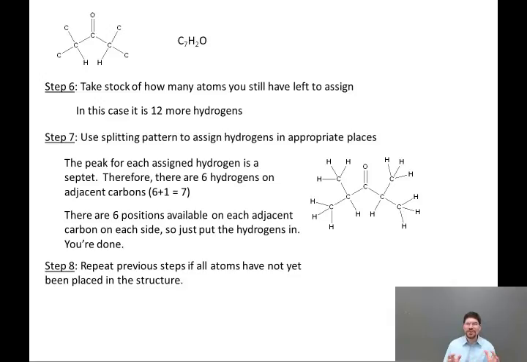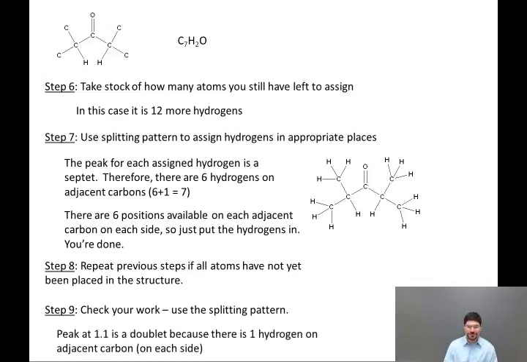In some cases, if we're dealing with a larger molecule with more peaks, you need to repeat the previous several steps if all of your atoms have not been placed in the structure. And then finally, one of the beauties about NMR problems is that you can always check your work. If you have the correct structure written, everything is going to work out. The chemical shifts will be in the right place, the splitting pattern will be correct, and you have the right number of peaks for the number of hydrogens in your structure.